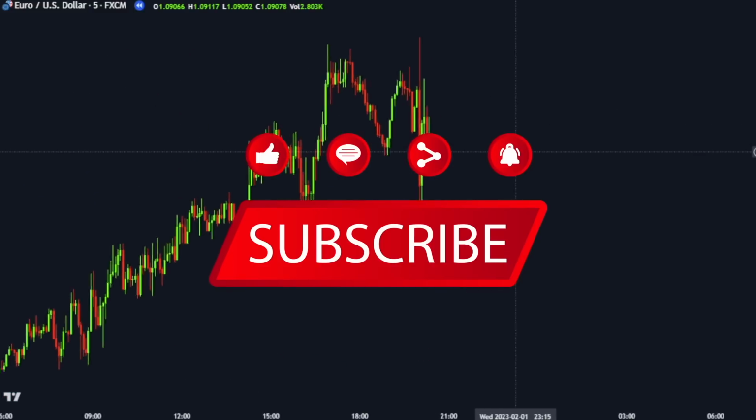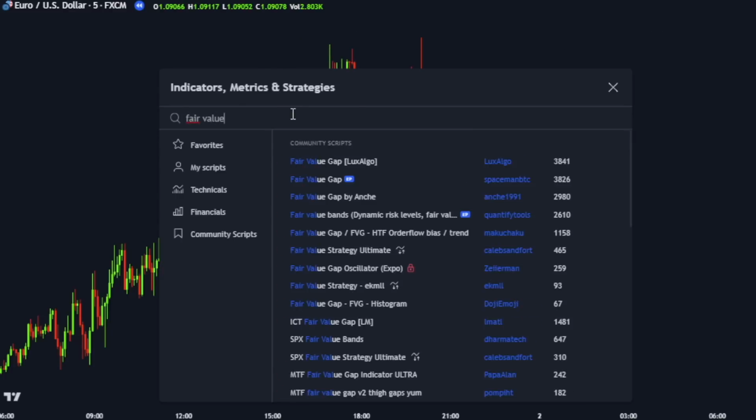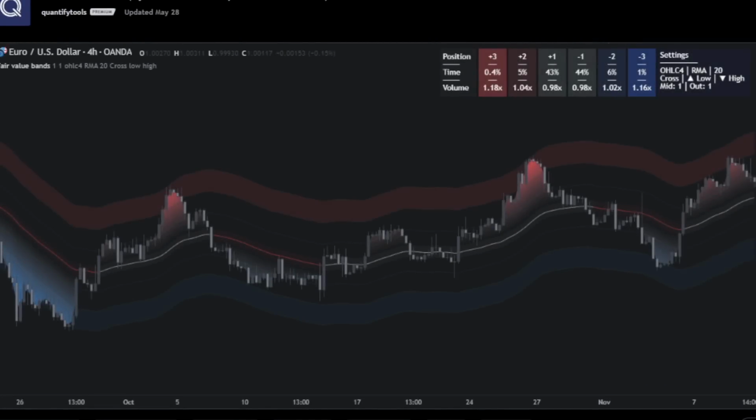Let's add our main indicator called Fair Value Bands Dynamic Risk Levels Fair Value Metrics created by Quantify Tools. As we can see in its description, this indicator shows us visually where the price average is. And thanks to that we can take trades that seek the reversion to the mean of the price.